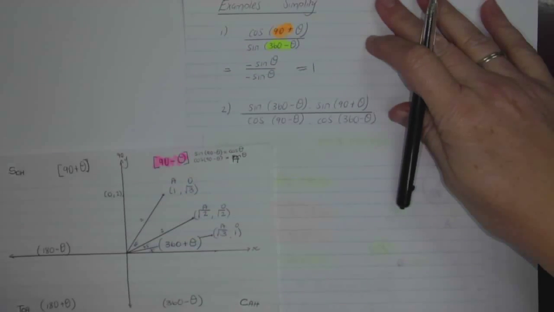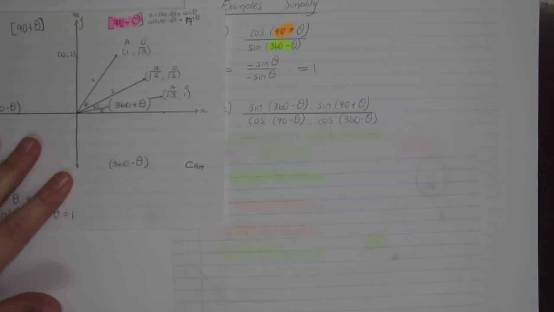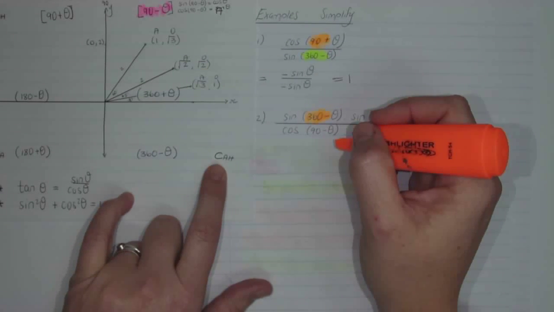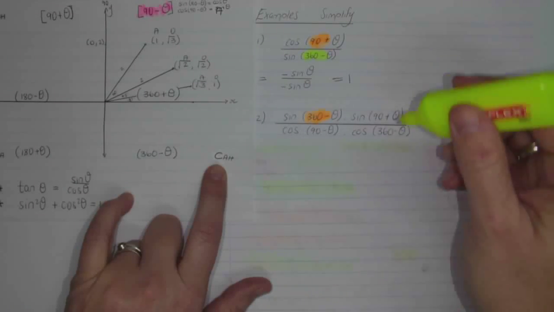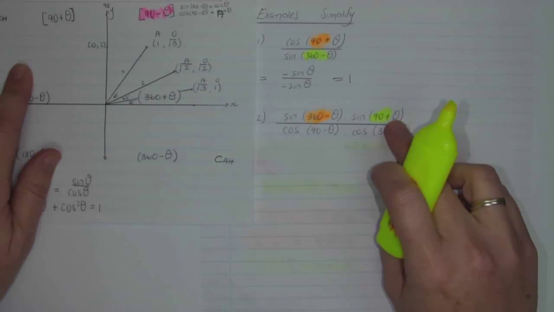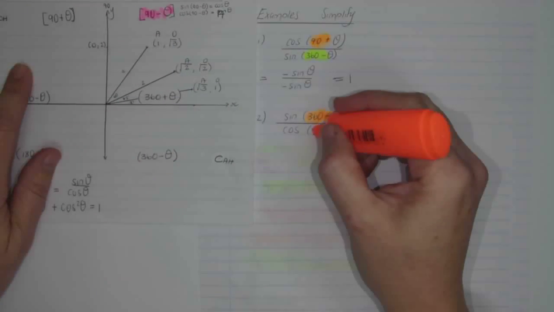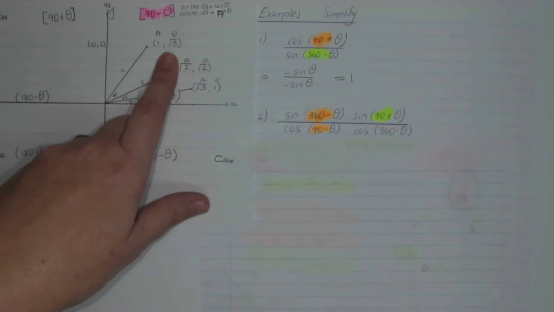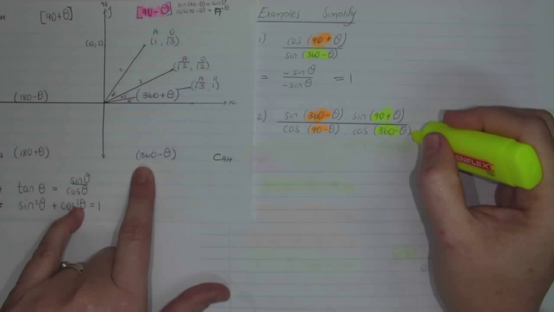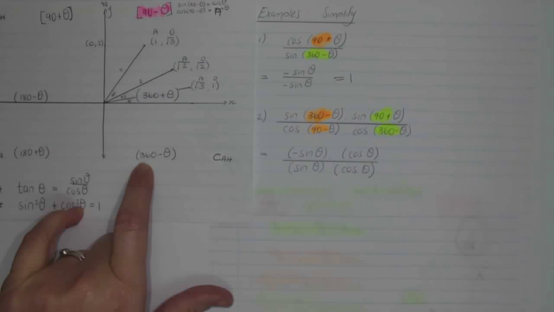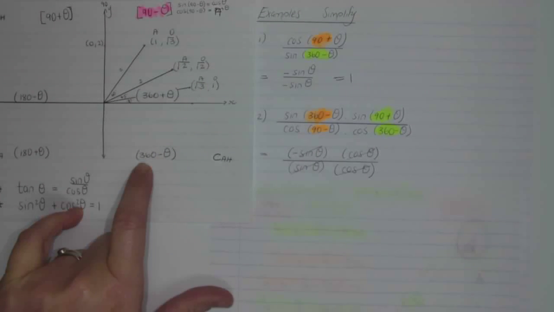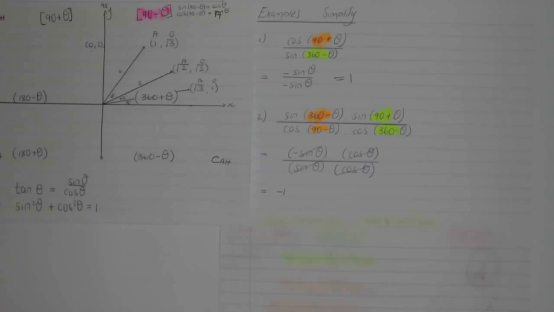Alright, next one. So what if I try to make it a little bit more difficult? Okay. So I have 360 minus, so I know that will become negative sine theta. 90 plus, okay, it's in my second quadrant, sine lives there, so it will become cos of theta. 90 minus, it's in my first quadrant, so everything is positive and cos will change to sine. 360 minus, cos is positive, so that will become cos of theta. Okay, and now I have one term over one term, simplified, cos will cancel, sine will cancel. My answer is not 0, my answer is negative 1.